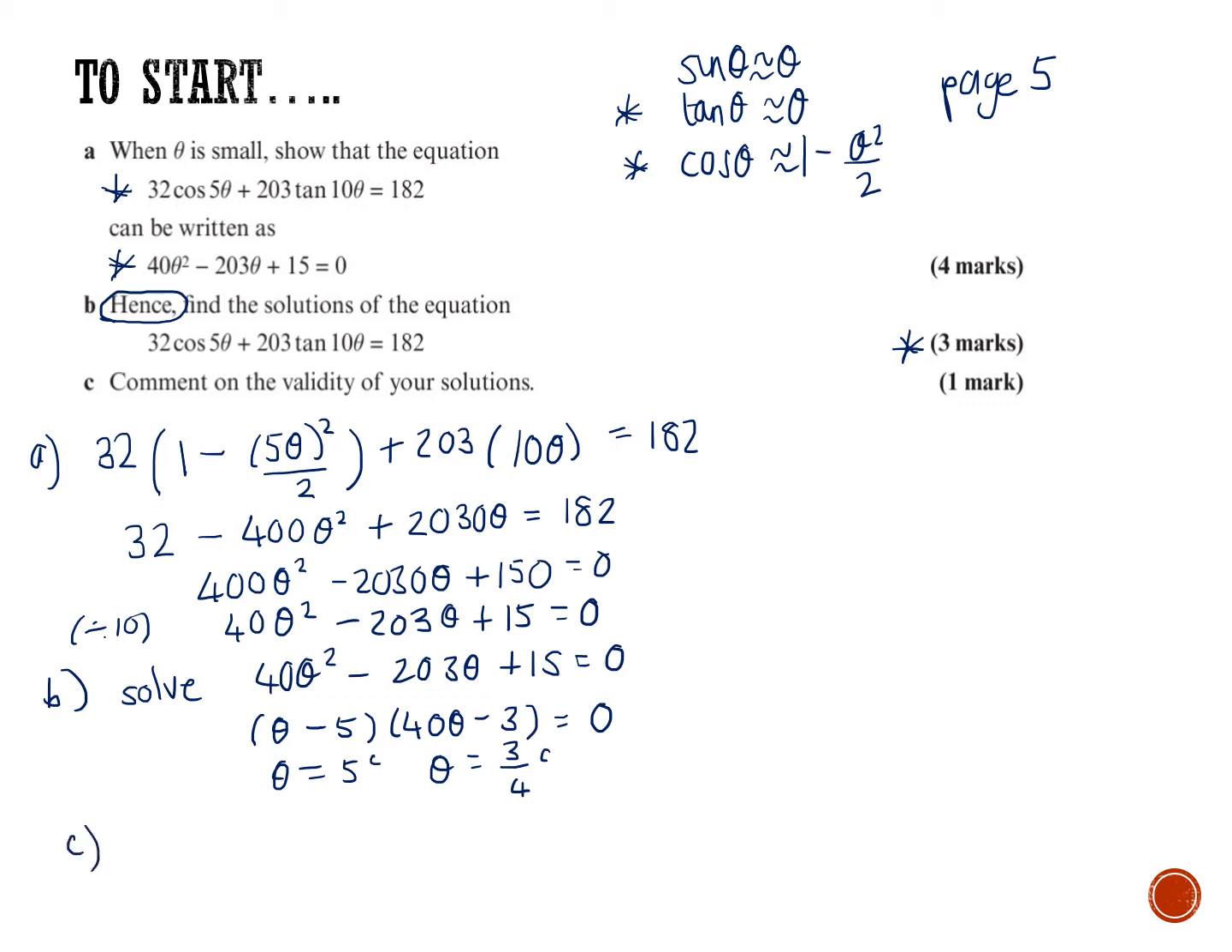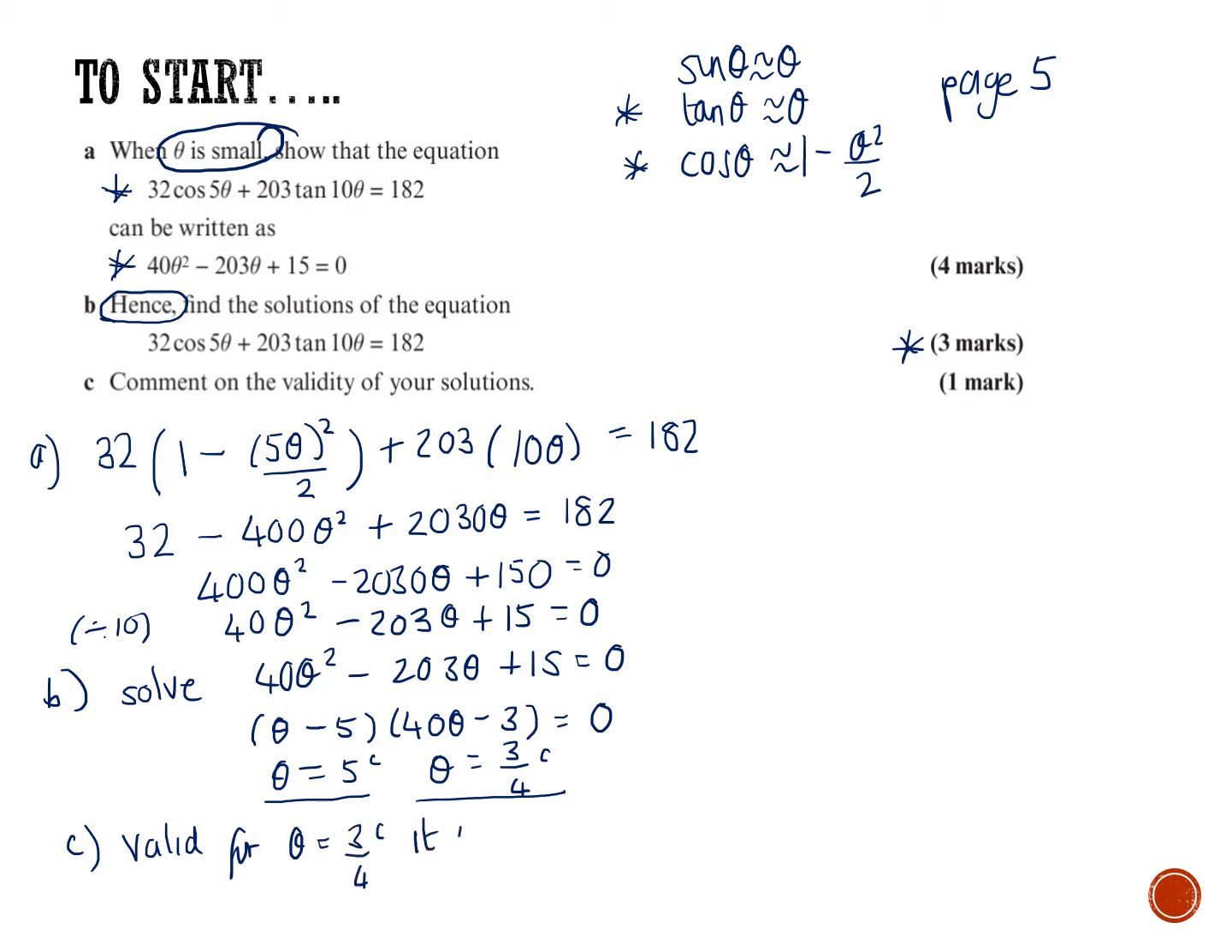Now part C is only 1 mark. Comment on the validity of your solutions. Now what's important here is for this part A, theta is small. So we've got 2 answers here. Theta is 3/4 radian. Now that is a small value, so it's going to be valid for that. Theta equals 5 radians. 5 is a big value, so it's not going to be valid for that. So what we'll say is valid for theta equals 3/4 radians.